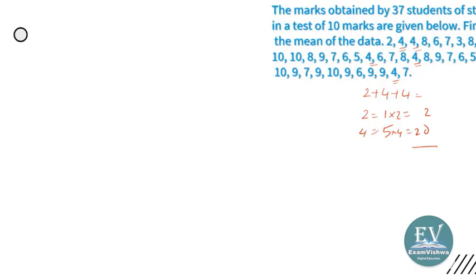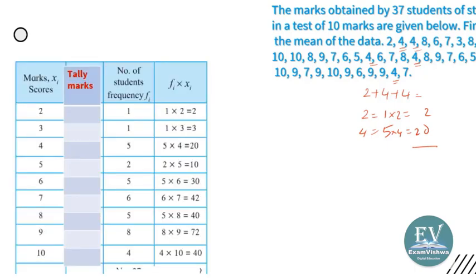Or we can make a table like this so that we can do it perfectly. Correct? That is what is done here, in such a way that we have written how many 2's there are. There are only 2. There are 5 4's. There are 5 6's. There are 5 8's. Then the concept of tally mark is there.